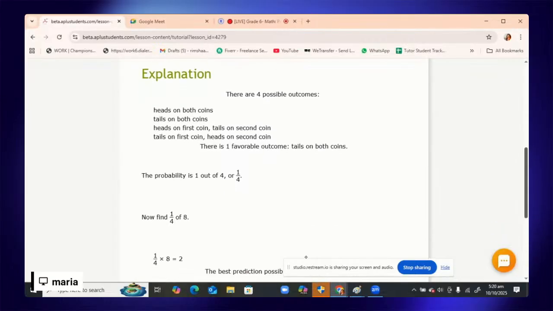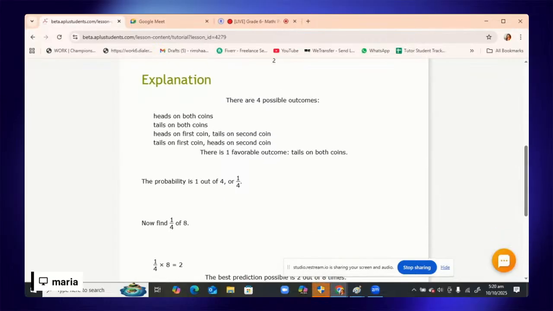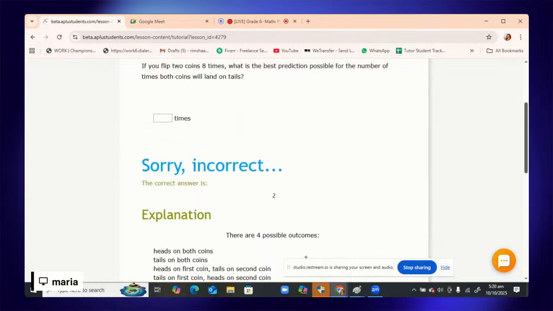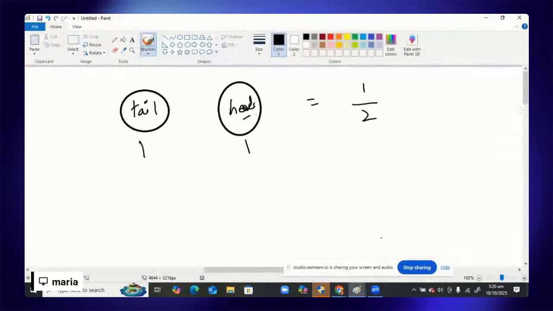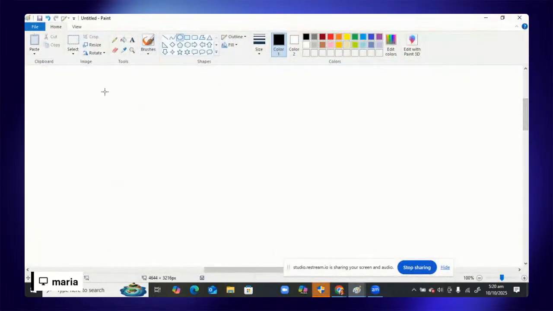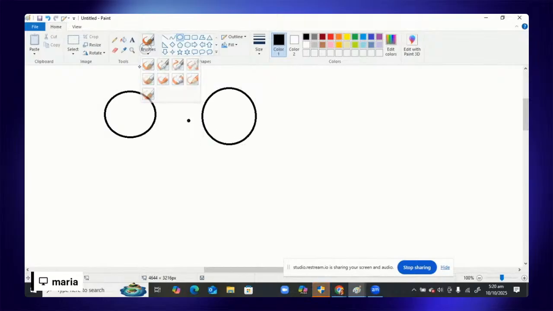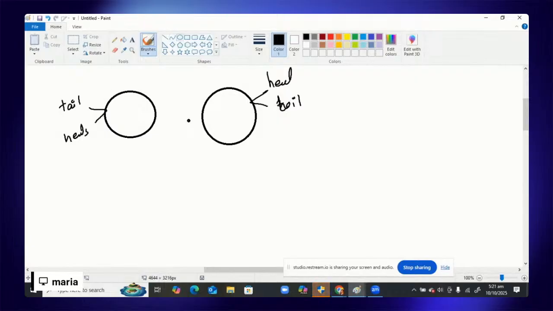So how many coins are there? There are 2 coins. Okay. So you flip them how many times? 8 times. So first of all, we are going to find out the simple probability. These are the coins. One has head and tail, tail and heads. Same thing for this one, head and tail. Let's find out first of all for the first one, what is basically the probability of this? And then we are going to combine these two.